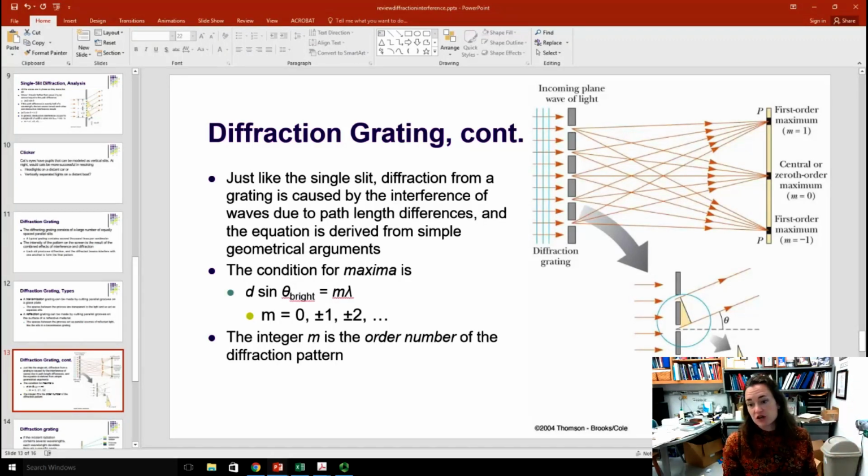Okay, and then you can figure out that the path length difference here called delta is d sine theta. And you get constructive interference when you have integer multiples of the wavelength for that path length difference delta. So here we have d sine theta is equal to m lambda. I hope that's clear. But if it's not, you should really spend a little bit of time just staring at that triangle and making sure that it makes sense to you.